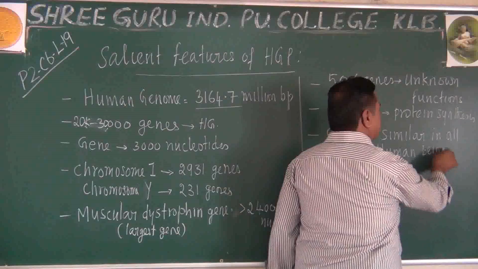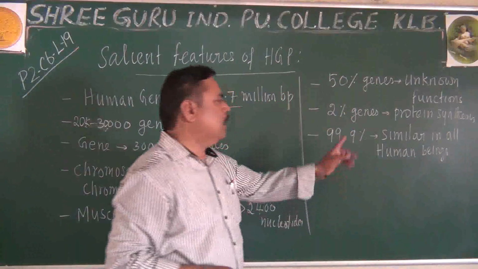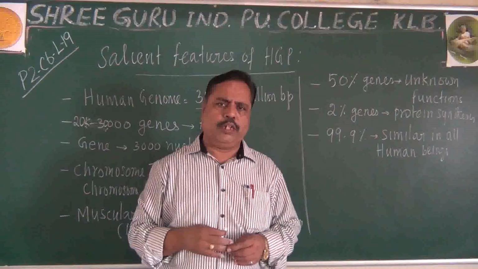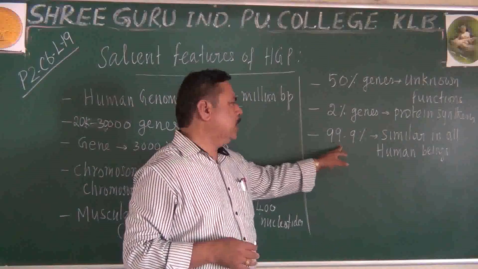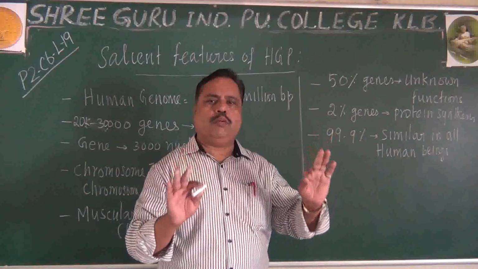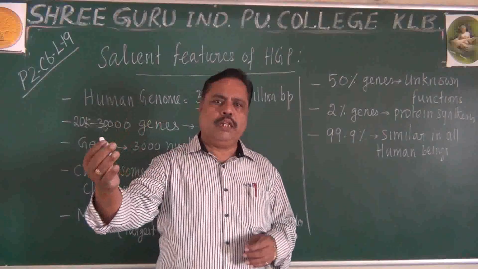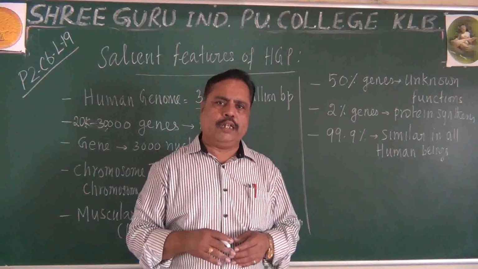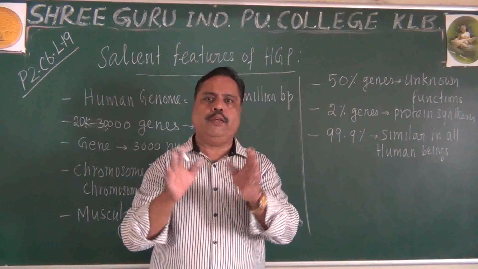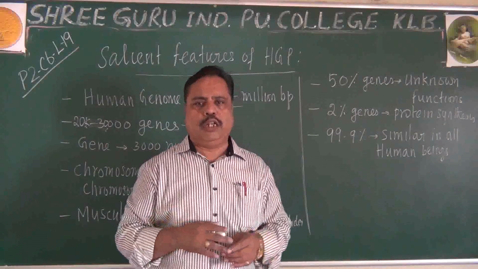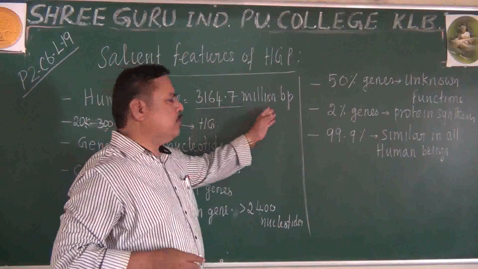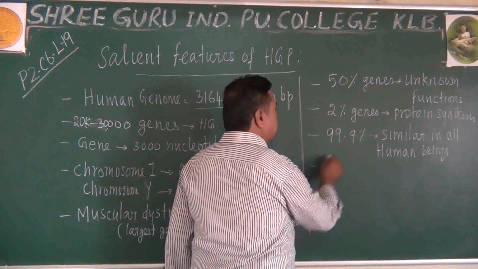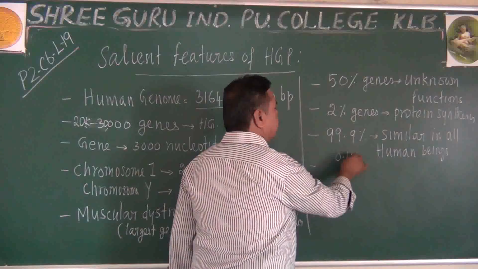99.9% of genes are similar; the genome is similar in all human beings. So in every individual, any human being you take, our genome will be only 99.9% similar. Whether you take an American or an Indian or a Chinese or an African, they have got only a 99.9% similar genome. So all these billions of nucleotides are similar, except what? Only 0.1% will be the difference, we can say.